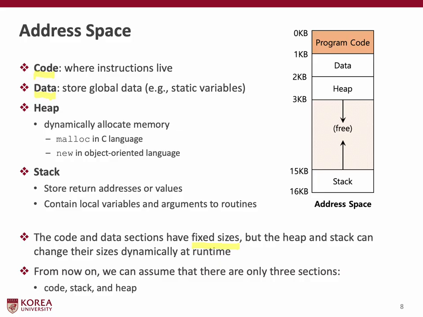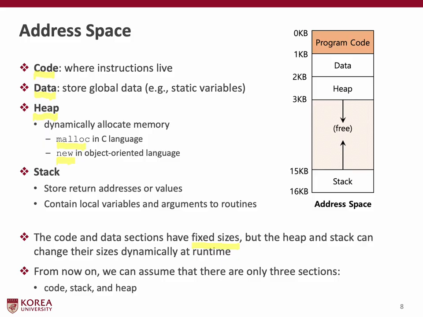And the third part is heap, which is an area for dynamically allocated memory. For example, when your C program calls the malloc function, or your C++ or Java program uses a new keyword, that means you are getting memory from the heap at runtime.